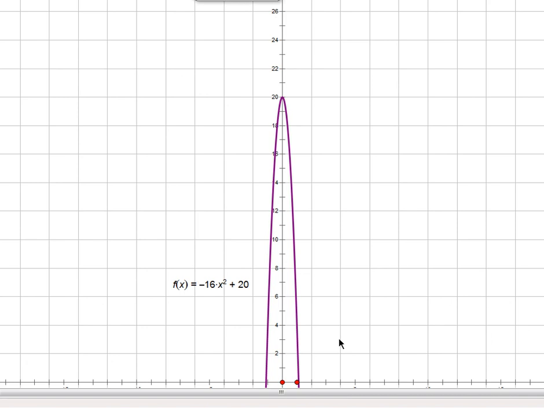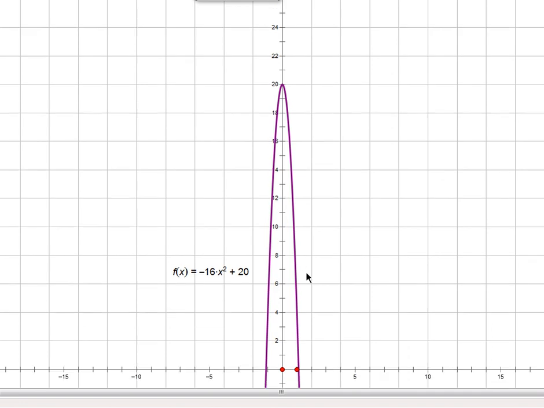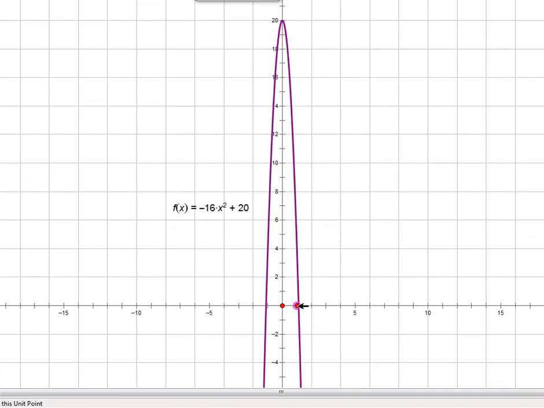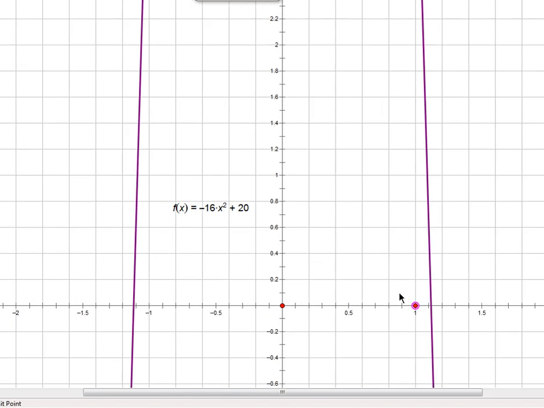The vertex is at 20, and it's upside down, exactly what you guys told me. So just by looking at the equation, you can already picture what the graph looks like. Now, the question asks, at approximately what time does the acorn hit the ground? Well, let me zoom back in. This is the height right here. It starts at 20 feet up and it falls to the ground. So at approximately what time does it hit the ground?